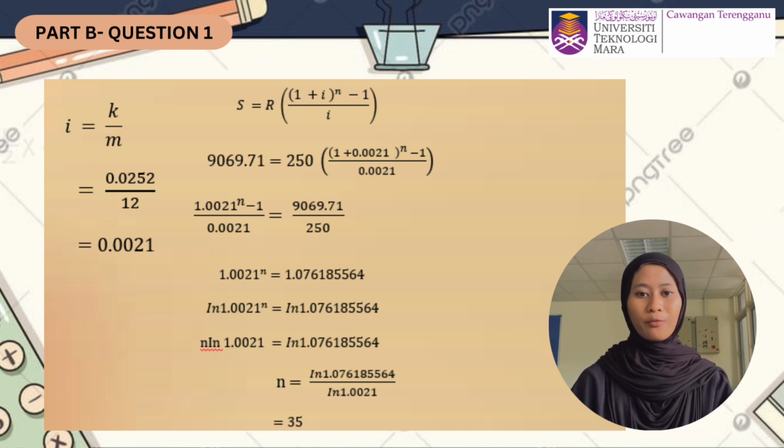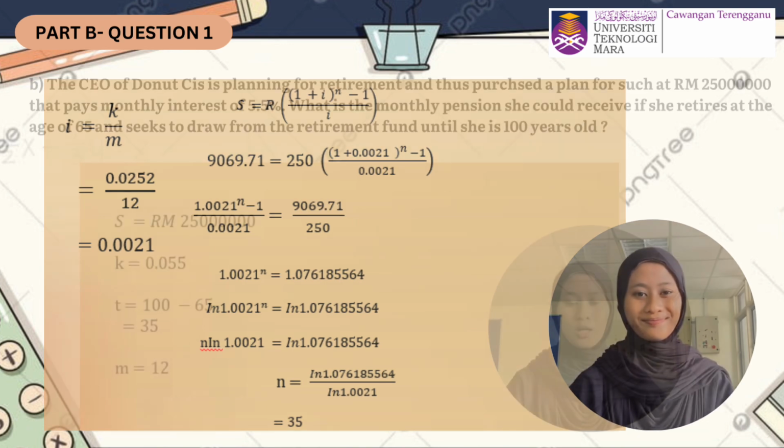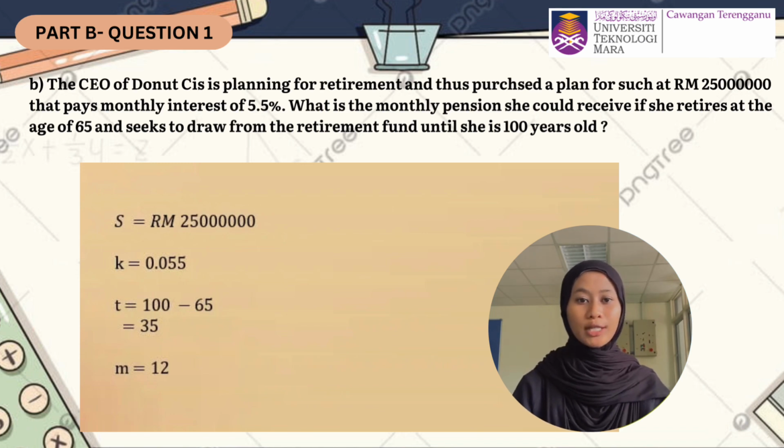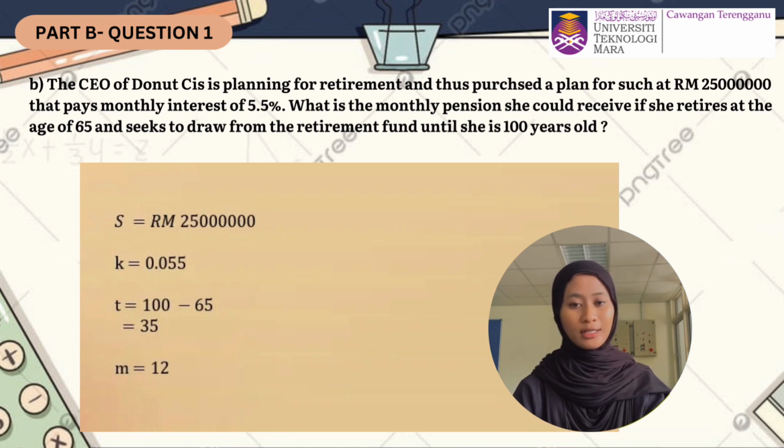And the number of payments is 35. So the question of Part B, Question 1B, is we need to find the monthly pension she could receive if she retires at the age of 65 and seeks to draw from the retirement fund until she is 100 years.